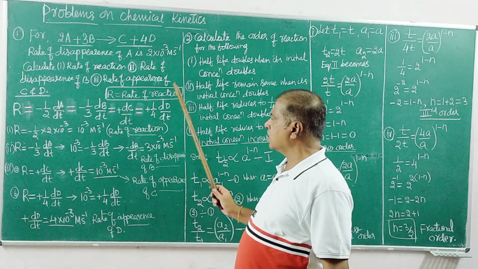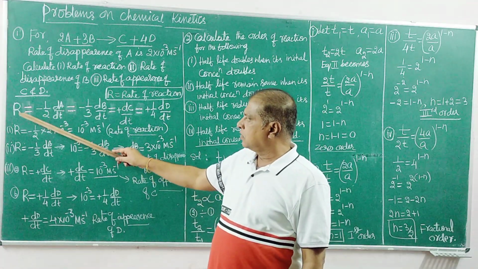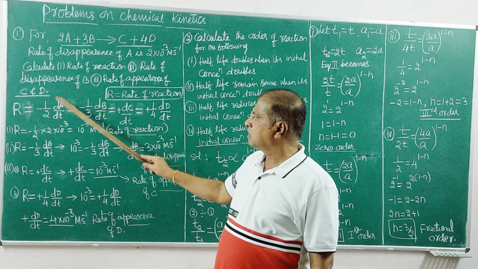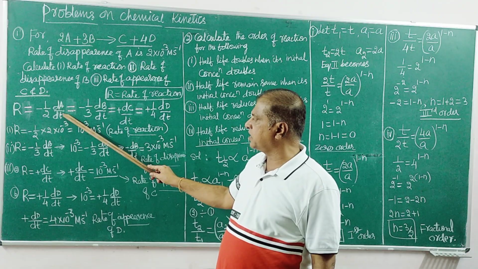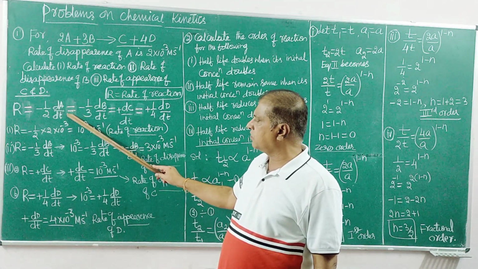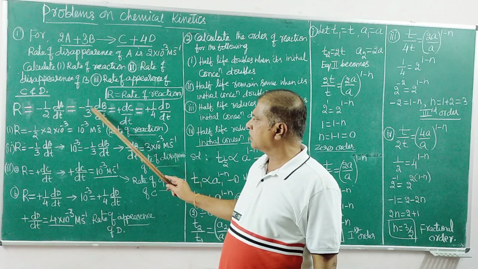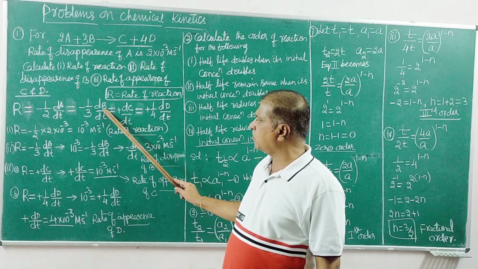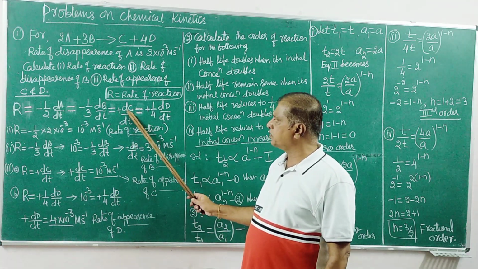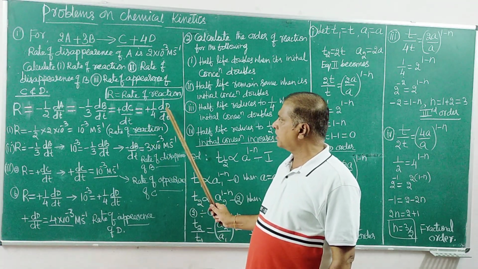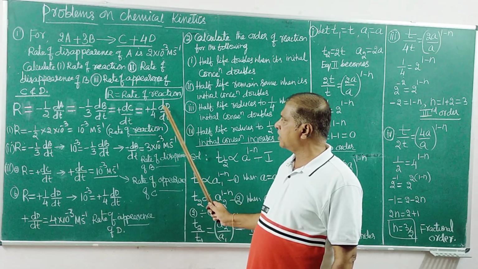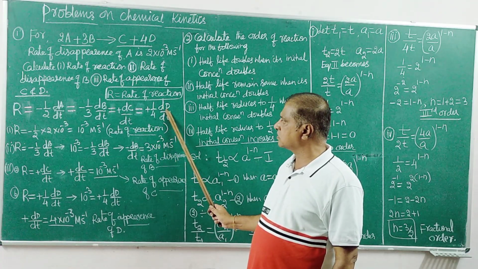Here, recall the equation. The R stands for rate of the reaction. This differential expression represents rate of disappearance of A. This one, rate of disappearance of B, rate of disappearance of C, rate of appearance of C, rate of appearance of D products.